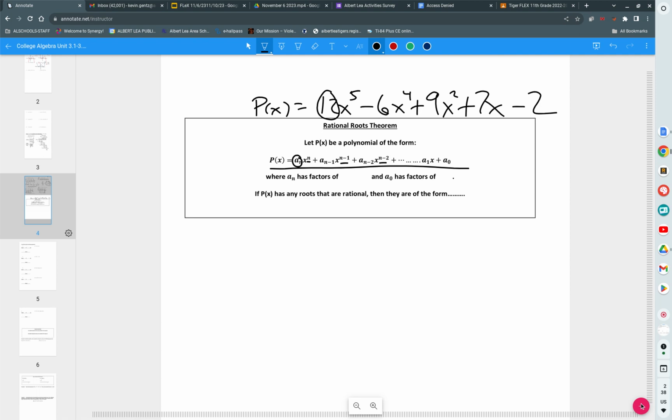It says to focus on a sub n, which is the lead coefficient, like that guy right there. And it's going to say that let a sub n have factors of q. We're going to call them q. Q are factors of the first one. And then it says to focus on that last guy right there, and it's going to have factors we call p.